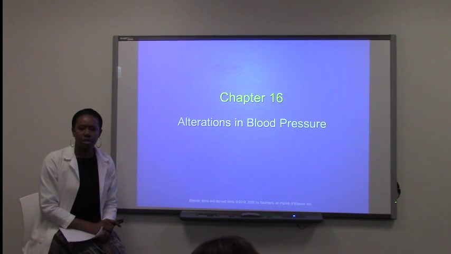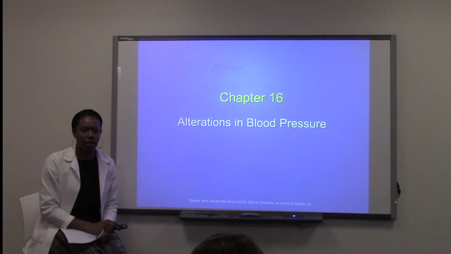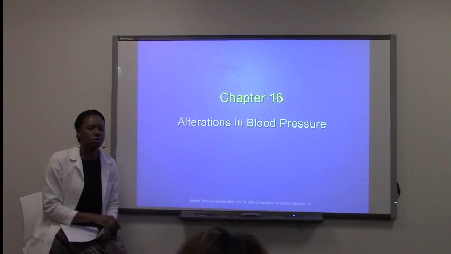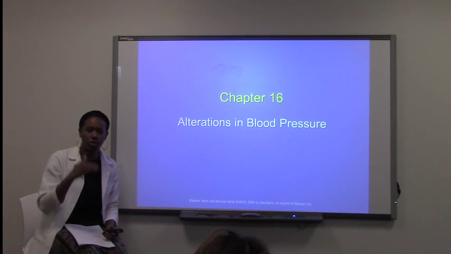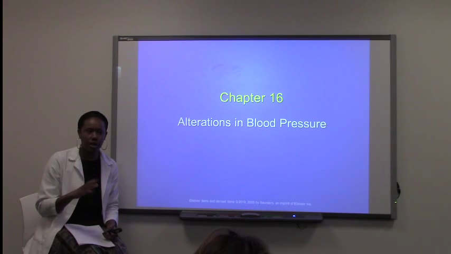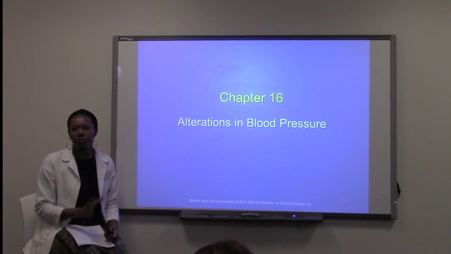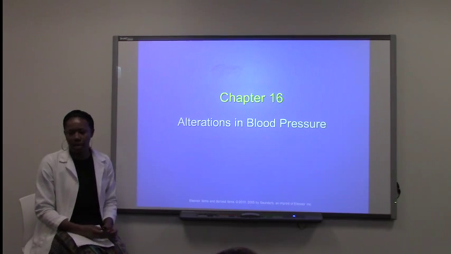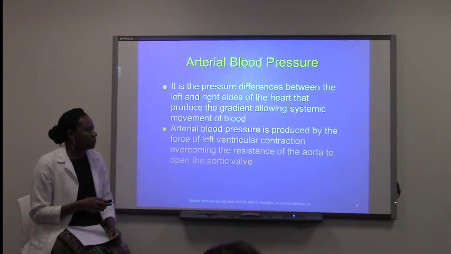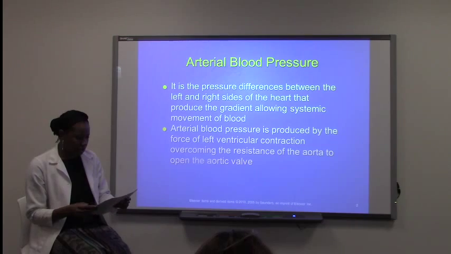Okay, so chapter 16 just goes over alterations in blood pressure, which means it goes over the normal physiology of blood pressure, and then it goes into hypertension, okay? Most of this stuff should be familiar to you from physiology, hopefully, but if not, we'll go through most of these, okay?